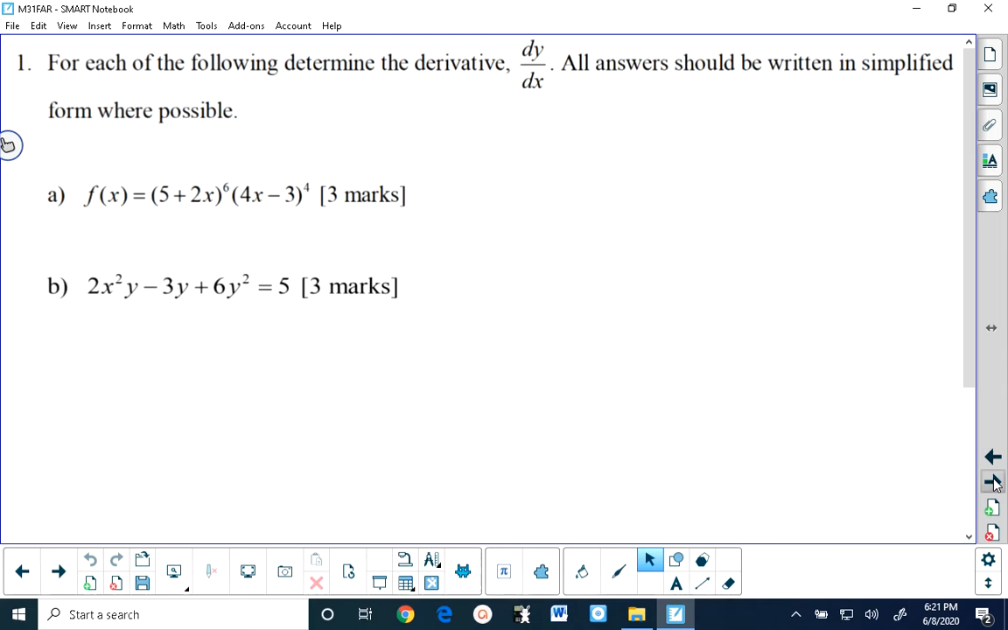Number 1, I would be remiss if I gave you a final assessment in calculus and I didn't ask you to find derivatives. So in question 1A, you have to find the derivative of a product. I guess that would mean you would have to use the product rule. It looks as though you're also going to have to use the chain rule in there.